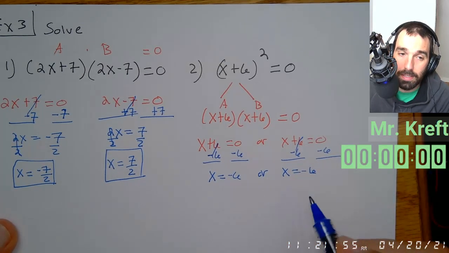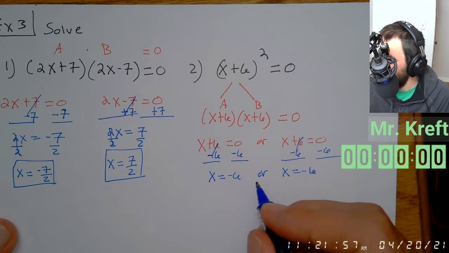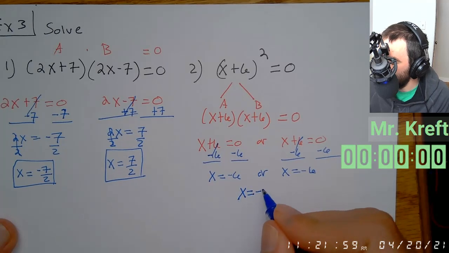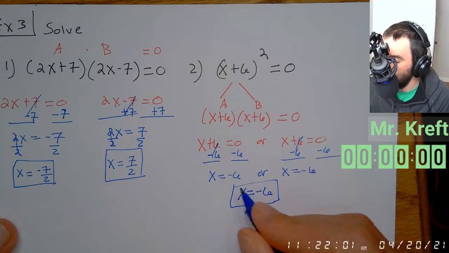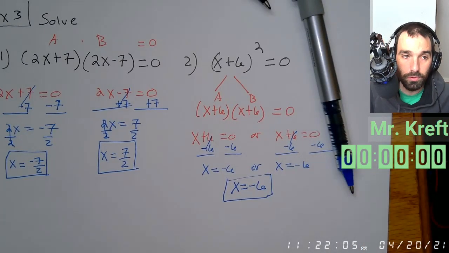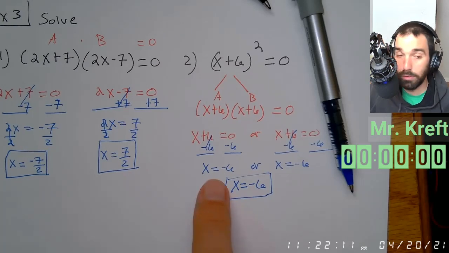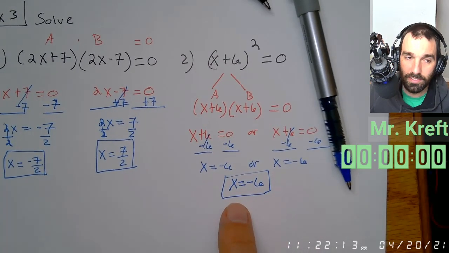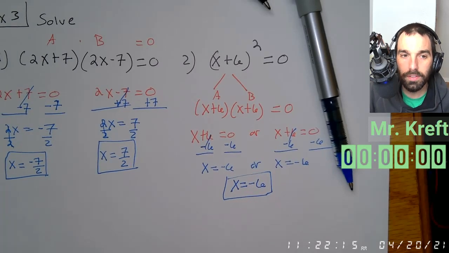Now, because they're the same number, we only have to write it once. It's just one answer, x equals negative 6. As you go further in math, this is called a repeat answer, where the answer is repeated, so we just list it once. Okay?